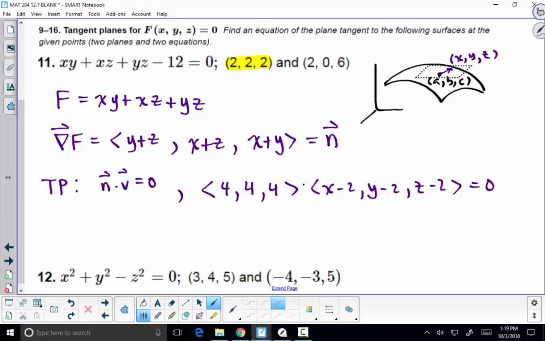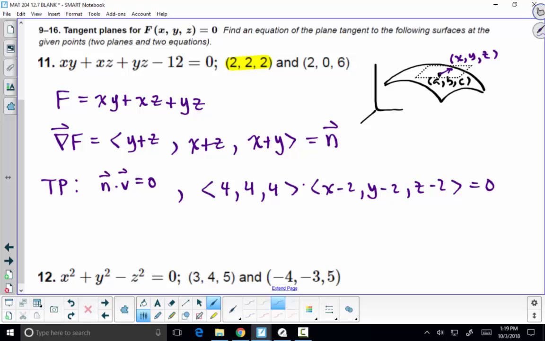The only issue, I should put a caveat there though, is that you want to make sure this xyz is different than this xyz. These xyz's are xyz's on the surface. These xyz's are on the tangent plane. So you just have to be careful. So if you were going to do that, you probably want to put x naught, y naught, z naught, so that you know that it's different than the variable xyz.